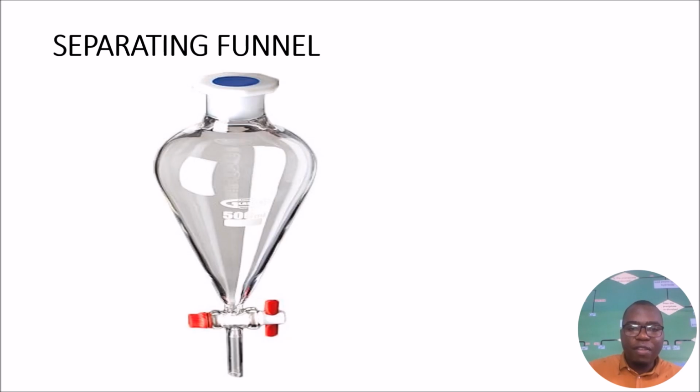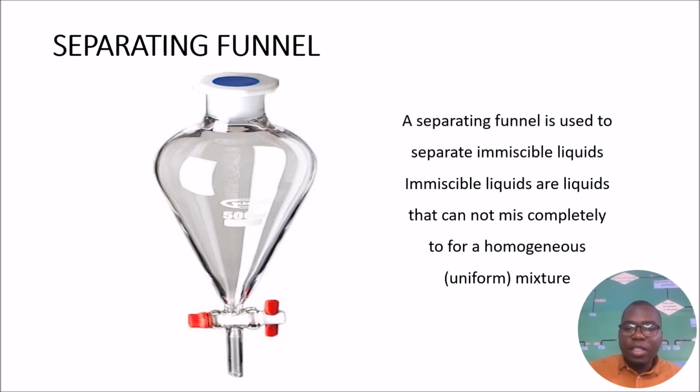Separating funnel. A separating funnel is used to separate immiscible liquids. Now, immiscible liquids are liquids that cannot mix completely to form a homogeneous mixture. For example, if you get cooking oil and water, no matter how much you shake them in trying to mix them, they will still not mix when you allow them to stand. So it has a tap here.